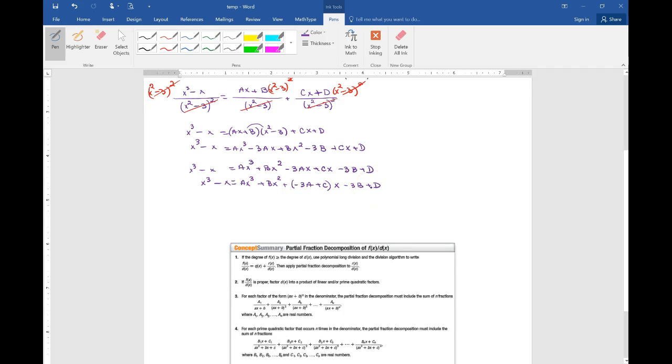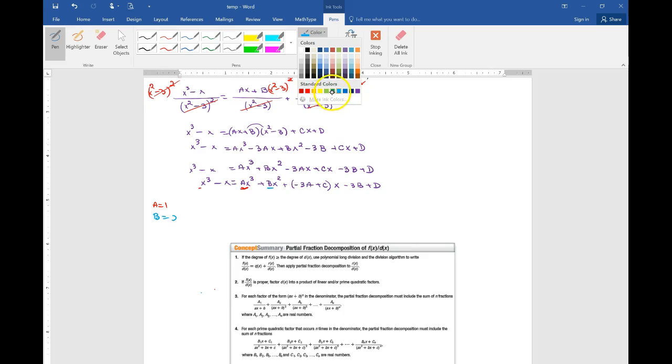Okay? Now we're going to match term with term. Okay, so let's start with the x cubed term. What's the coefficient of the x cubed term here? A. And what about here? It's a 1, right? So I say a is equal to 1. Great. All right, what about the x squared term? On the right, it's b. On the left, there is no x squared term. That means its coefficient is 0. So we say b is equal to 0.